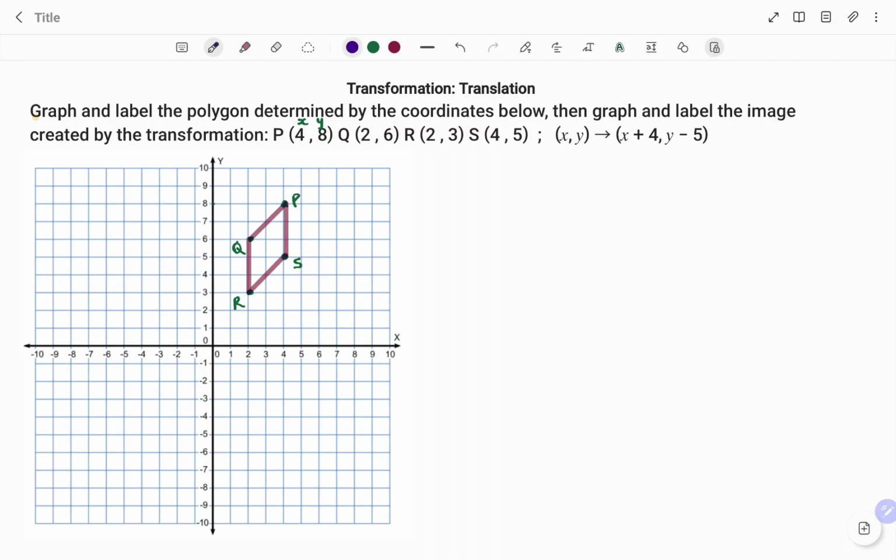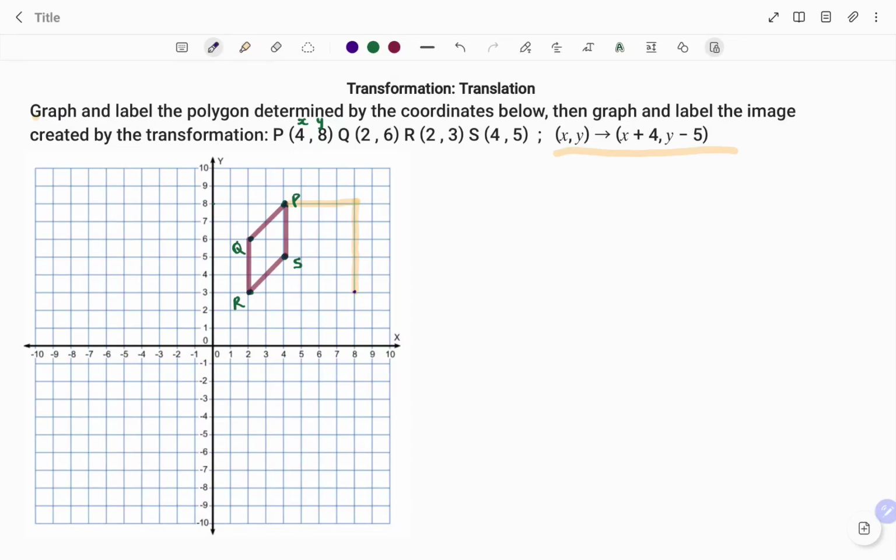The next step is to translate using the code given. The code given is (x, y) to (x plus 4, y minus 5). What that means is on my x-axis, I'm going 4 units to the right because it's plus 4. And on my y-axis, I'm going 5 units down because it's minus 5, or negative 5. Starting with point P, I start from 0. I go 1, 2, 3, and 4 units to the right. And then 5 units down. I start from 0 again, then I move 1, 2, 3, 4, and 5.